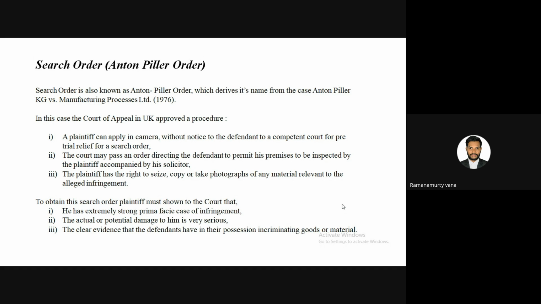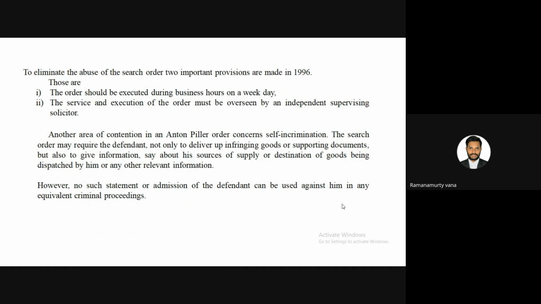And the third one is to show clear evidence that the defendant has in their possession incriminating goods or material. So you have to give evidence that the defendant has the incriminating goods in his possession. So at the time of requesting the search order, you have to satisfy these three conditions before the court. Then only the court will approve the procedure. Like we talked about previously, without notice the plaintiff can apply for a search order, and after the application, the court will direct the defendant to permit entry to his premises. Third, the plaintiff can seize, take copies, photographs, like that.